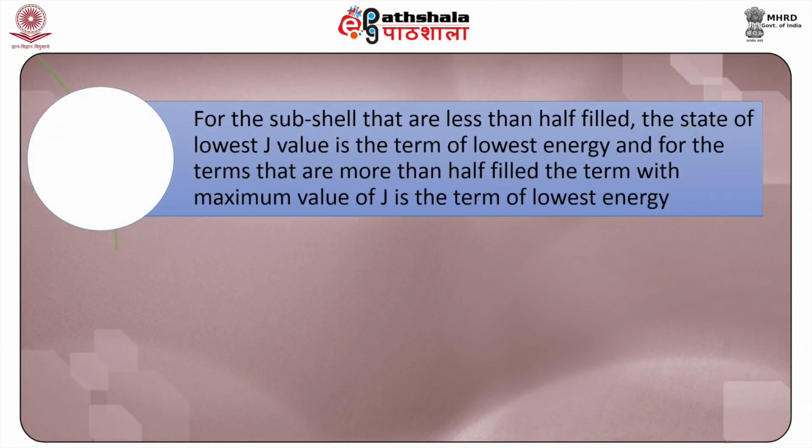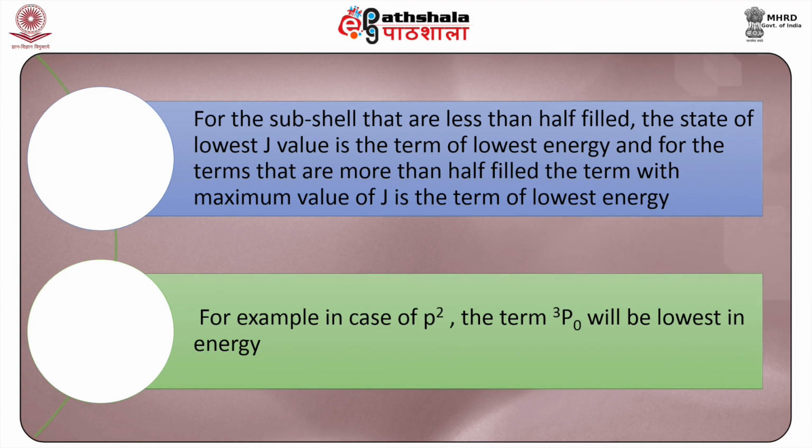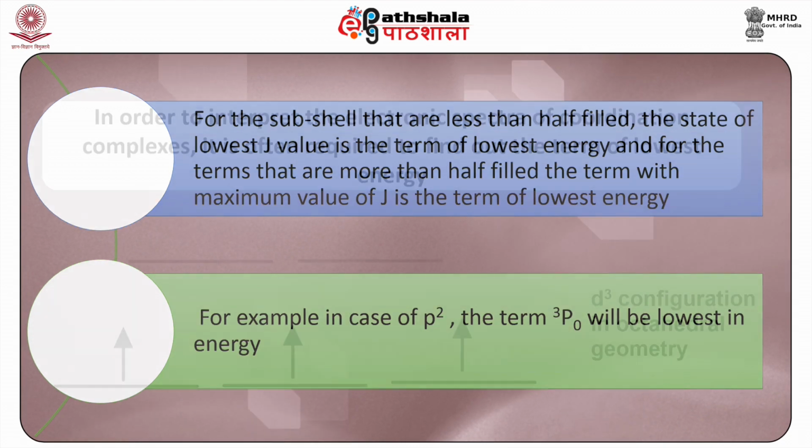According to the next rule, if the subshell has less than half-filled electrons, then the state of lowest J value is the term of lowest energy, and for the terms that are more than half-filled, the term with the maximum value of capital J is the one with lowest energy. For example, in case of p2 configuration, the term triplet P0 will be of lowest energy.